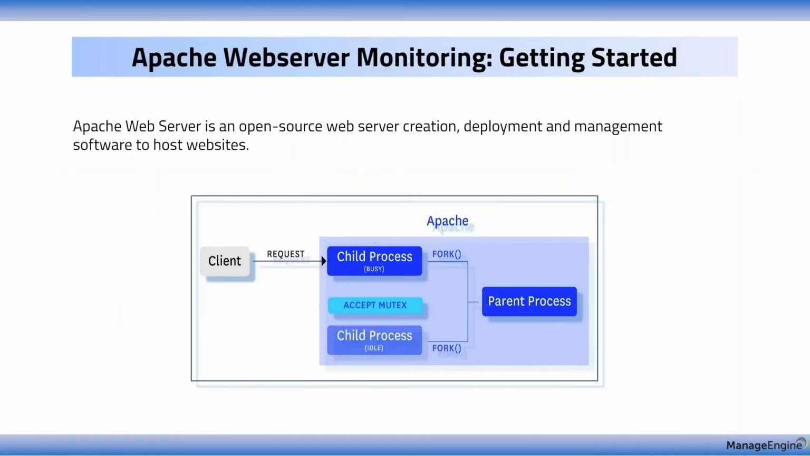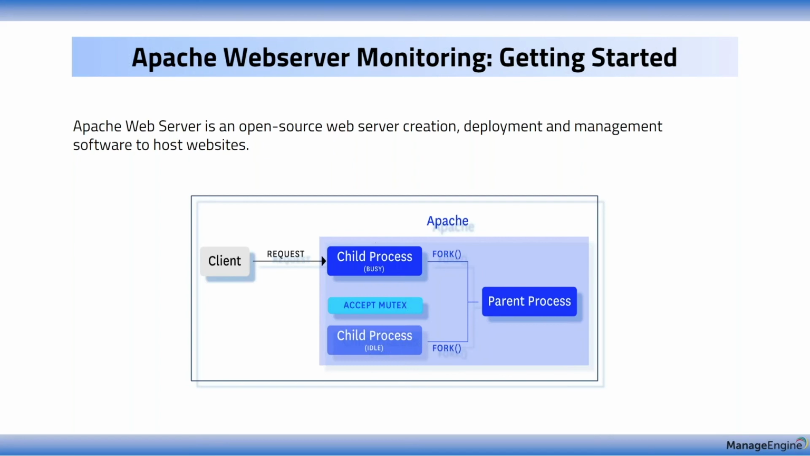In Applications Manager, the web server monitoring is performed in an agentless way. The Apache web server, as we all know, is an open source web server. It is a software which is installed on a specific host machine, which could be a physical server or a virtual machine, and when it is installed, the web server triggers multiple child processes which take the request from the user and process it, so that the response is delivered back to the end user whoever is requesting the specific data.